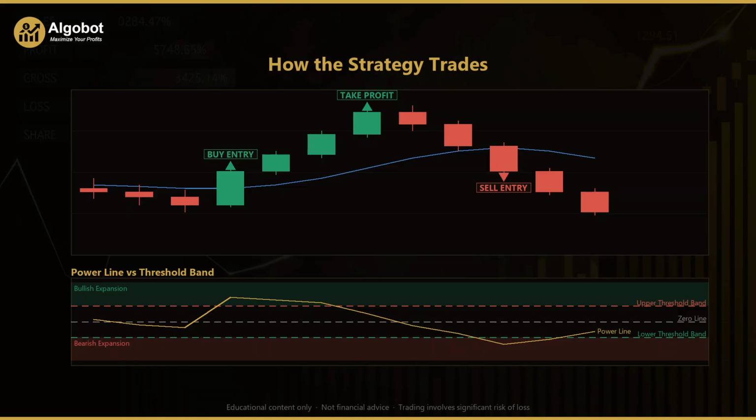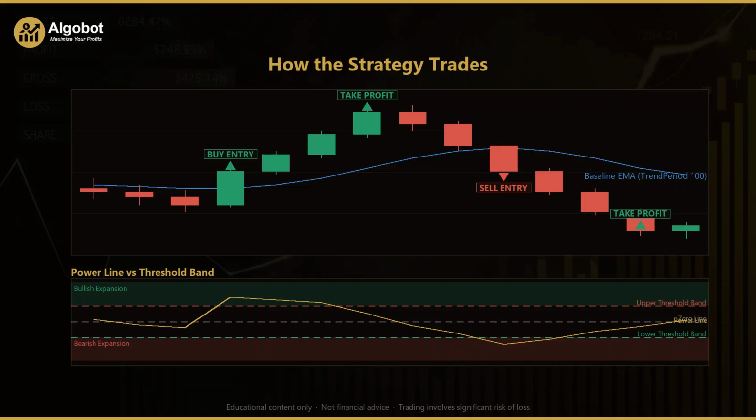By the 9th candle, marked with the sell entry, price closes decisively below the blue baseline, so the direction gate now favors the downside. Down in the panel, the power line drops through the lower threshold band into the bearish expansion zone. Negative power, magnitude above the band, magnitude above the dead zone, and price below baseline. The mirror image short condition is satisfied, and the sell entry marker prints. This time the stop sits 1.5 ATR above entry, and the target sits 2.5 ATR below.